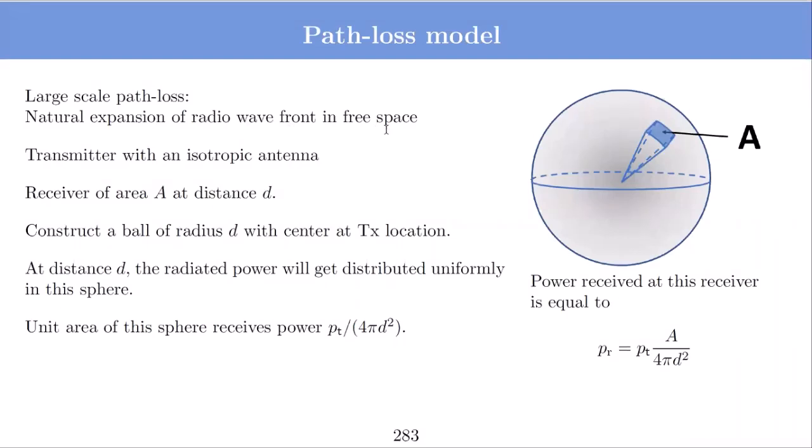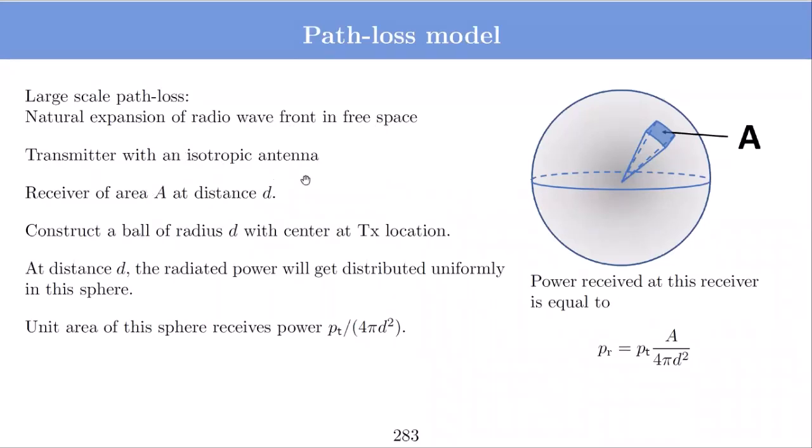Okay, other effects can also be included, and many times they depend on what kind of frequency you are operating on. But we are generally targeting the mobile frequencies around 700 MHz to 1 gigahertz, and in that case the most important path loss we see is the large-scale path loss, which is caused by the natural expansion of radio fronts. Okay, so let us understand this.